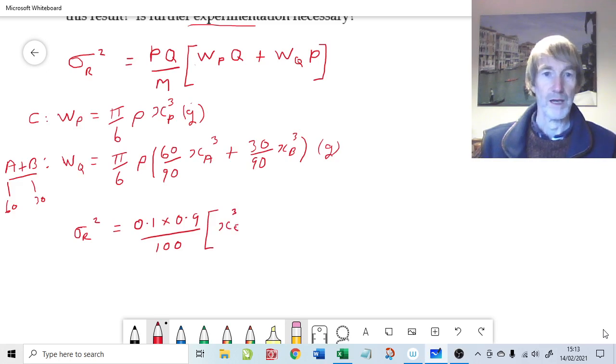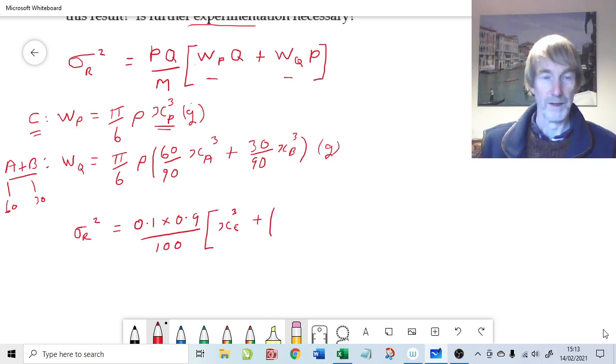Component C. What I've done here is I've called that xc because that's what it is. It's component C, and I'm taking out the pi over 6 and the density, and I'm going to put it on the right hand side because that's true for both WP and for WQ. So let's park pi over 6 and density for a moment, but we do have a slightly more complicated problem here because we need the weighted values of these.